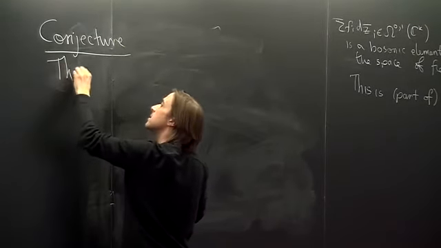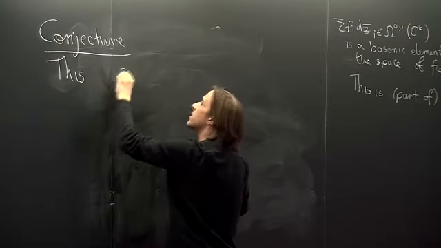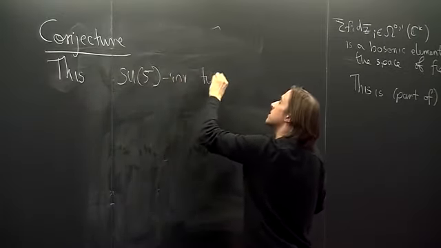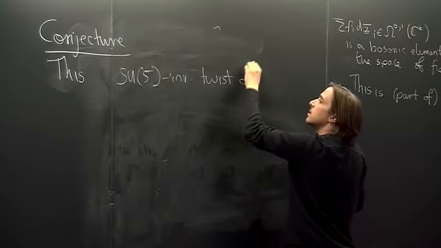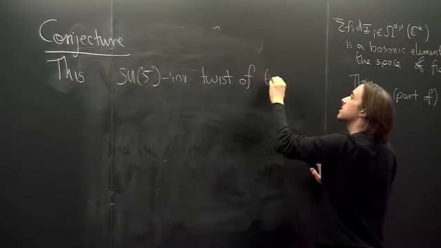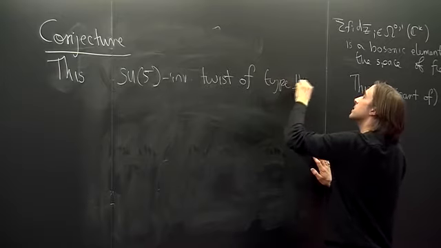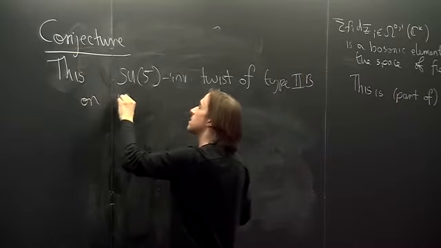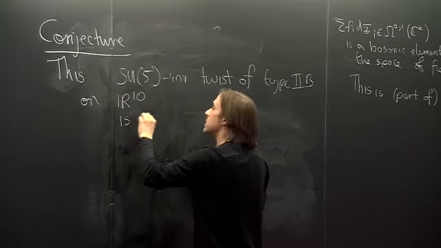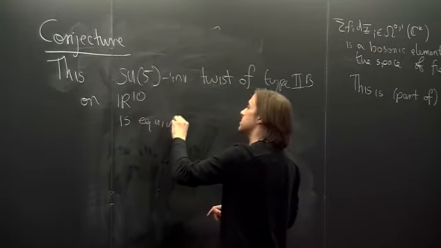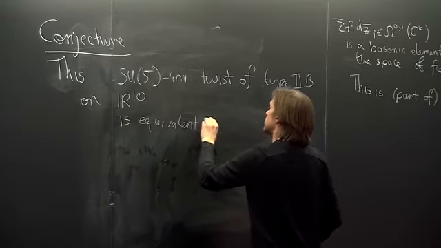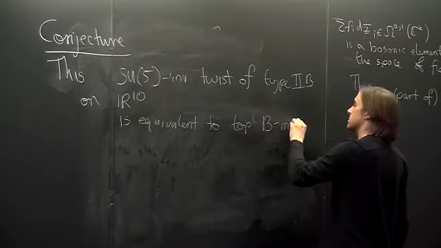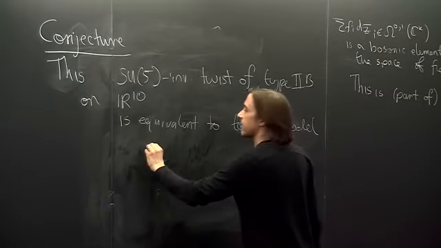This SU5 invariant twist of type 2b on R10 is equivalent to the topological B model on C5.